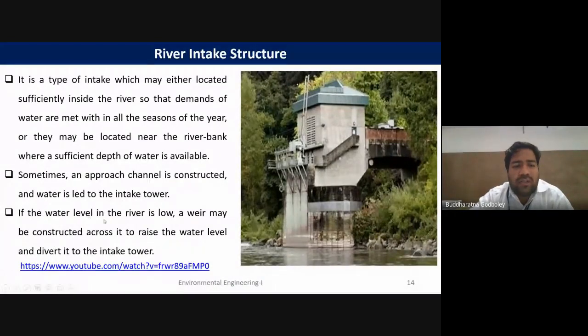Okay, if the water level in the river is low, a weir may be constructed. If your water level comes down a lot, you can construct a small weir across it to raise the water level and divert it to the intake tower.